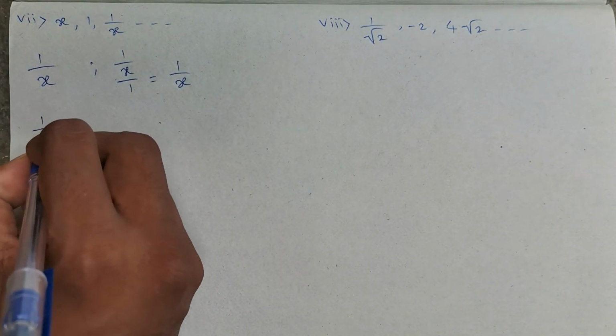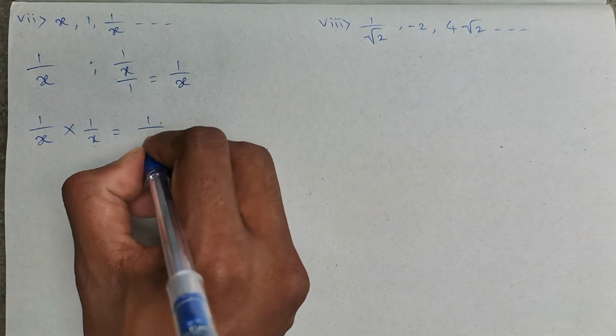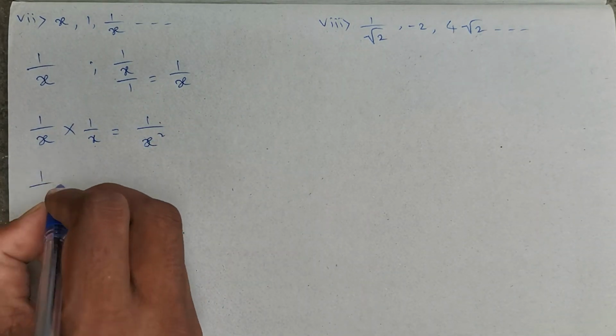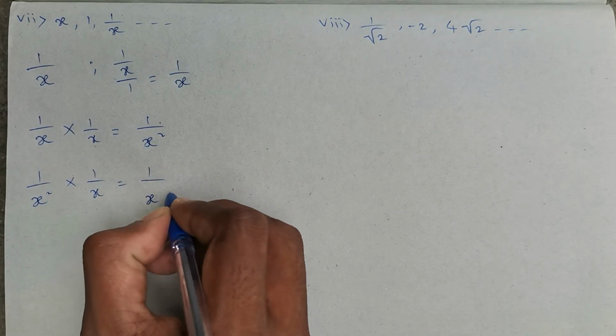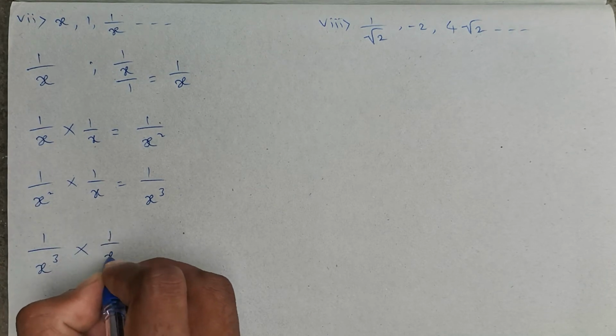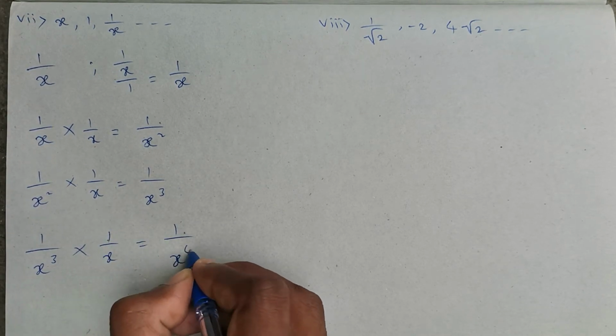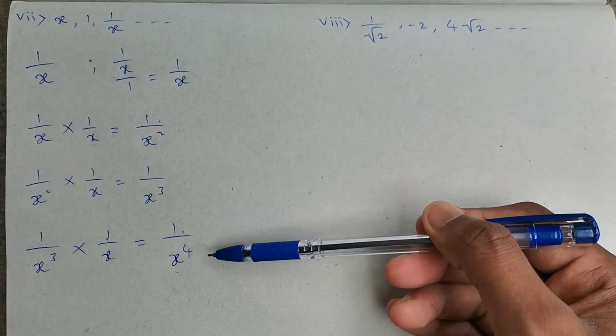The third term is 1 by x, multiply with the common ratio 1 by x: 1 by x into 1 by x, 1 by x square. 1 by x square is the next term, multiply with 1 by x, 1 by x cube. 1 by x cube is the next term, multiply with the common ratio 1 by x, power 4. So the next three terms are 1 by x square, 1 by x cube and 1 by x power 4.